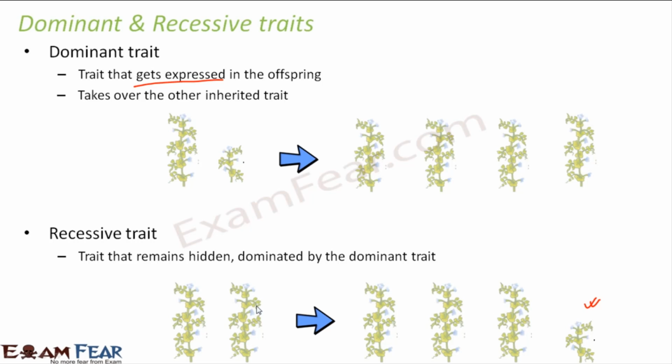Now the question is, when the recessive trait is always dominated by the dominant trait, why does it ever get expressed? Why in this case did it not also stay hidden? Why did it get expressed in the second generation? So the question in our mind is, when does a recessive trait get expressed? Just remember this question. We will come back to it as we go ahead.